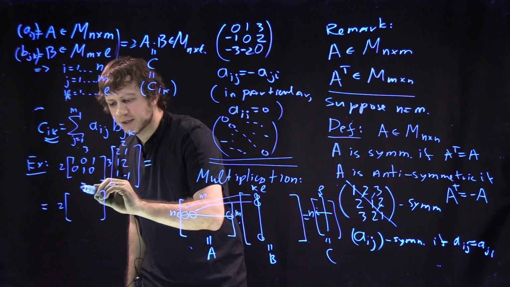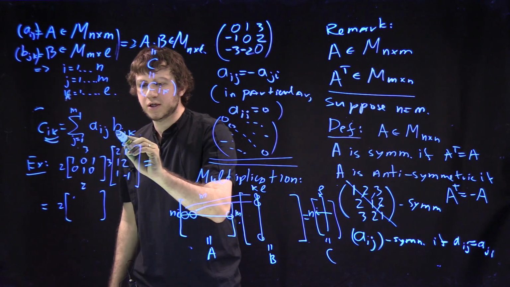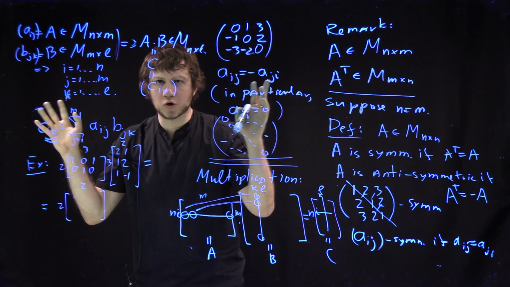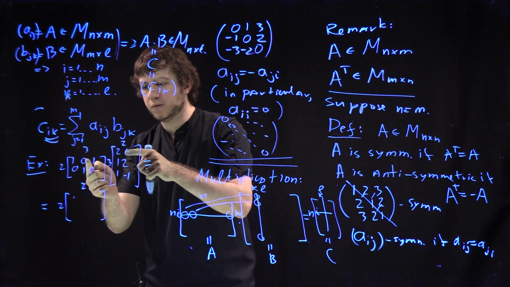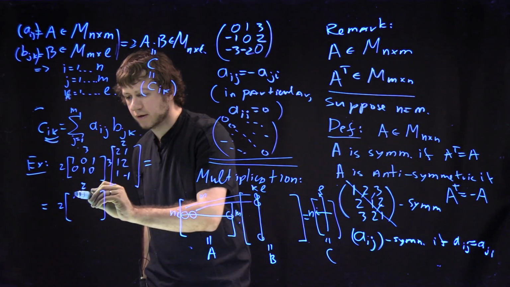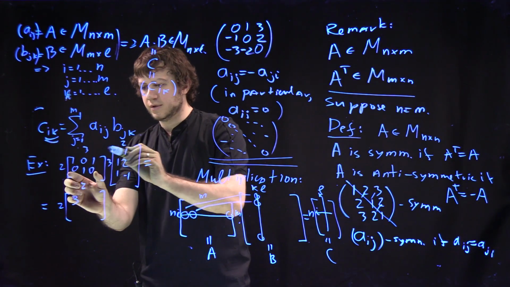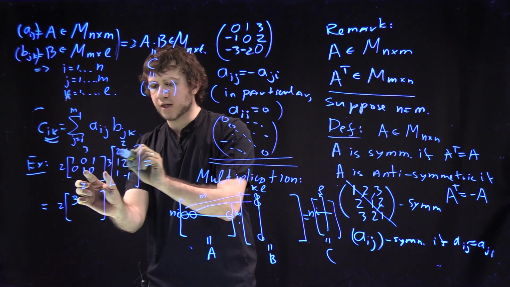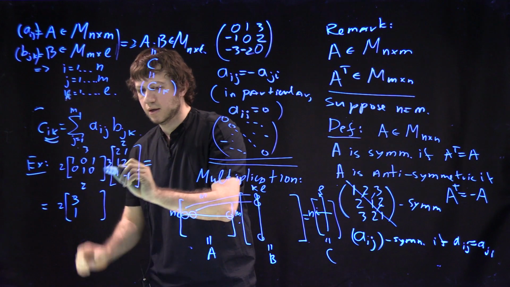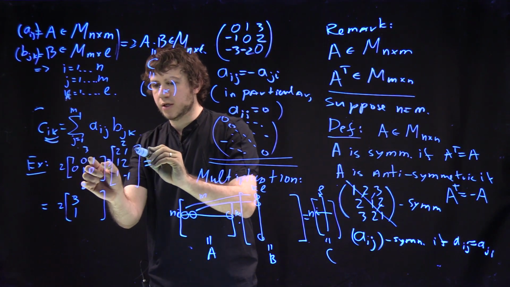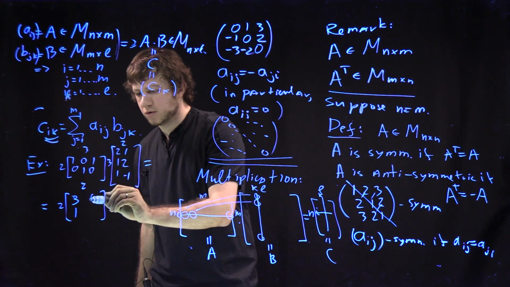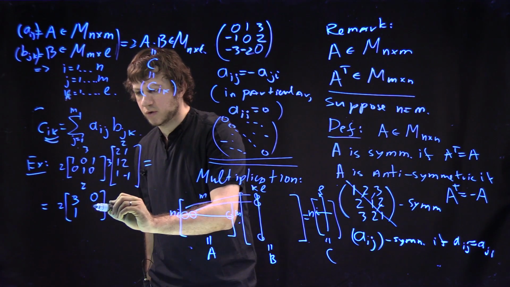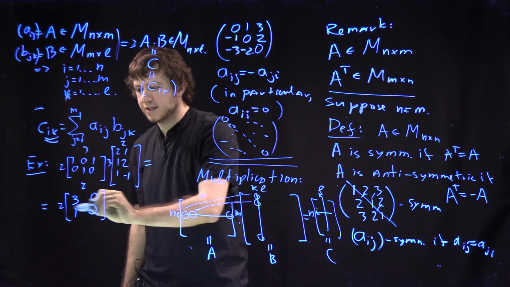And then to get the first term, I take the first row here, the first column here, and multiply them as if I do a dot product of vectors. 1 times 2 plus 0 times 1 plus 1 times 1 is 3. Then I do second row here, first column here: 0 times 2, 1 times 1, 0 times 1 is 1. Similarly, 1 times 1, 0 times 2, 1 times minus 1 is 0. 0 times 1, 1 times 2, 0 times minus 1 is 2. And that's the product.